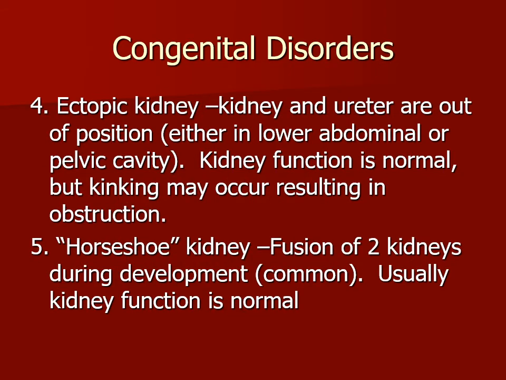Ectopic kidney. The kidney and the ureter are out of position, either in the lower abdominal or pelvic cavity. Kidney function is normal, but if there's any kinking in the ureter, that's where you may run into a problem with an obstruction. Horseshoe kidney is where the kidneys are fused together. So they fuse during development, and it's common. Usually kidney function is normal. It just looks a little different.